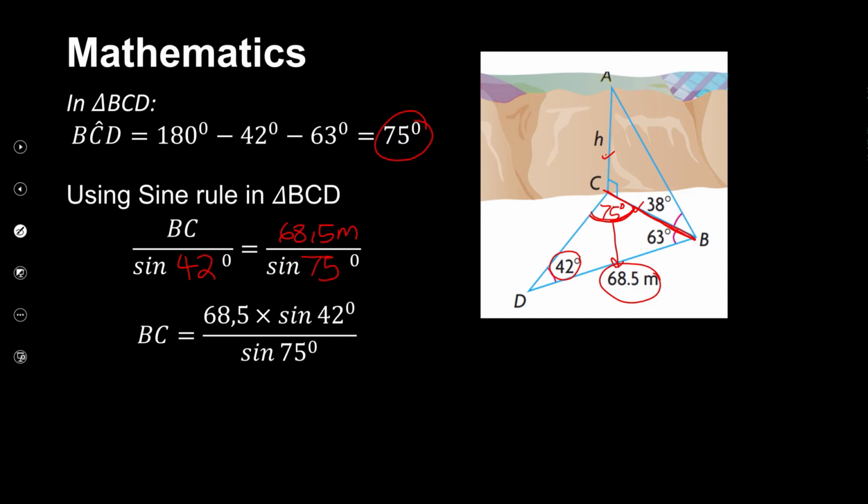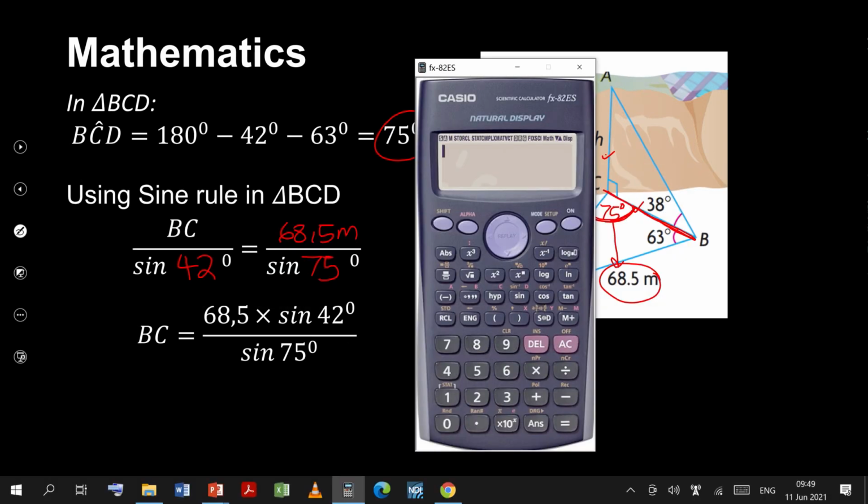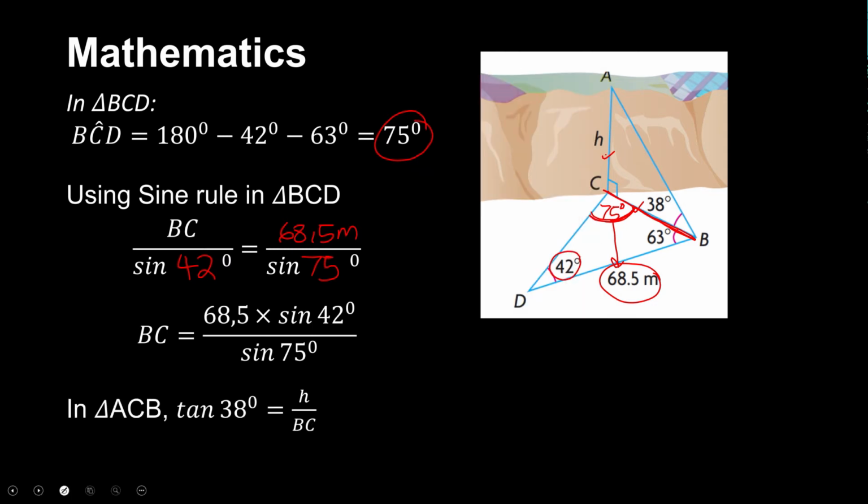And then it's pretty simple. We're going to just put this into our calculator. Let's just do that quickly. So we're going to say 68.5 times sine of 42, divided by sine of 75. So our answer is going to be 47.4523. Okay, and remember, because we want to find, oh, sorry, I haven't written the answer. Let me just call out my calculator again.